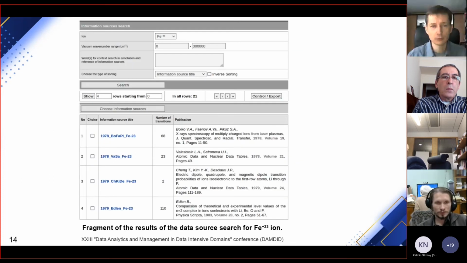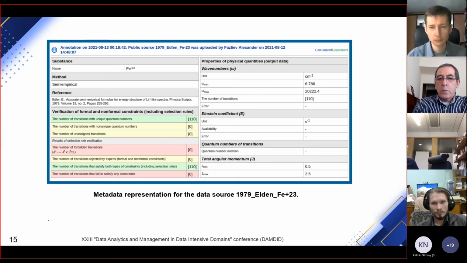For ionic spectroscopy, we also developed interfaces for selecting data sources, which work similarly to the VADIS system interfaces which I showed earlier, and metadata interfaces, which are also based on the VADIS system, but do not include binary properties of data sources for ionic spectroscopy.